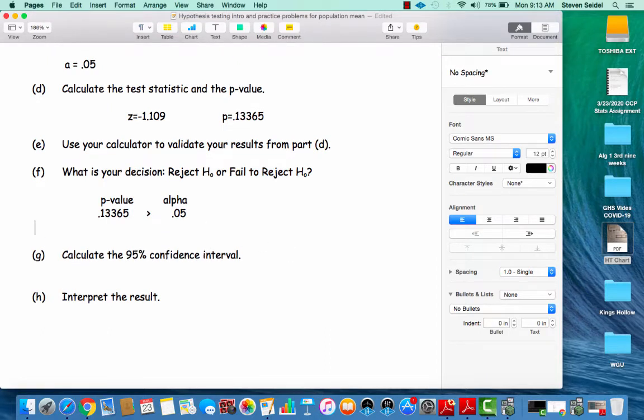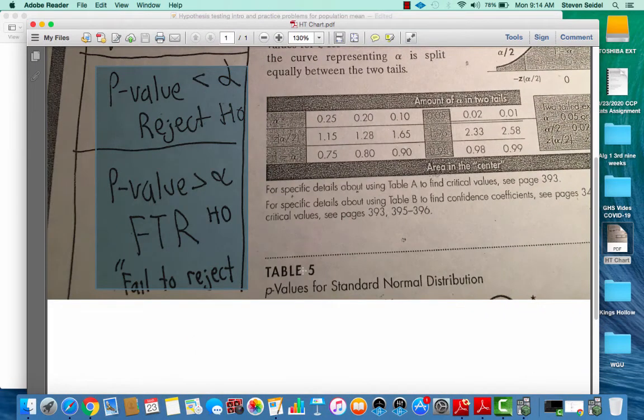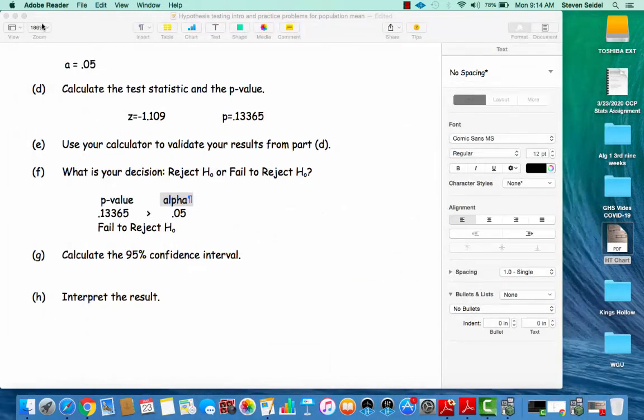Now, there's something I want to mention on this. When you make this comparison, always have your p-value first on the left side and put alpha on the right. That way it aligns nicely with this chart. So, that was our decision.